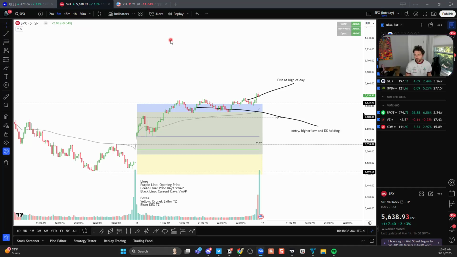Wanted to come at you with a trade recap from yesterday on 3/14. Did record an intraday video, just an update on when the trade was taken and what I was looking at, so you can go back and review that. But here I just wanted to kind of close the loop on what ultimately happened in the trade.